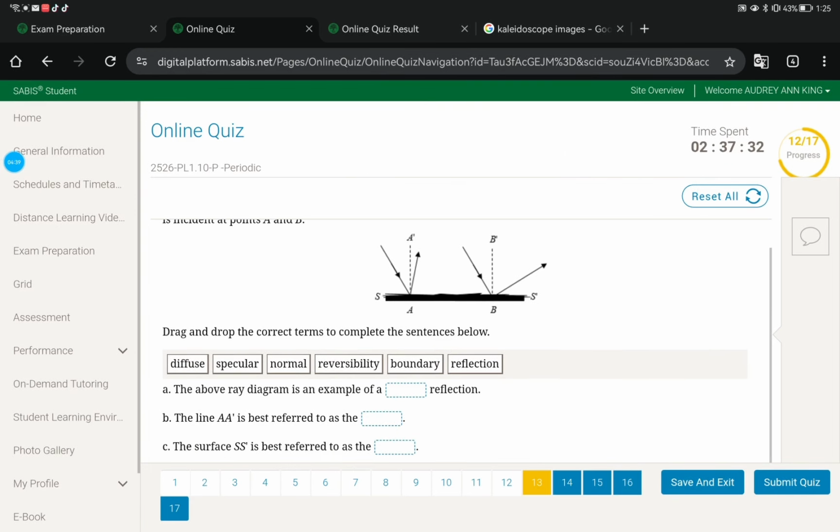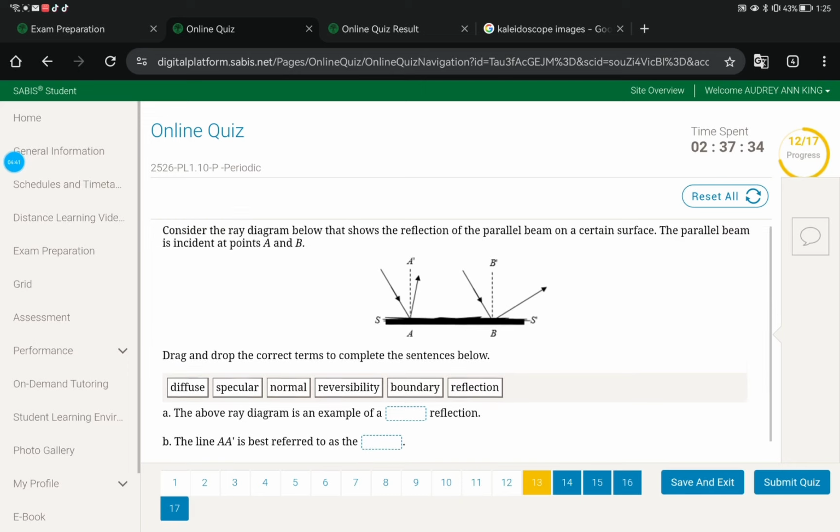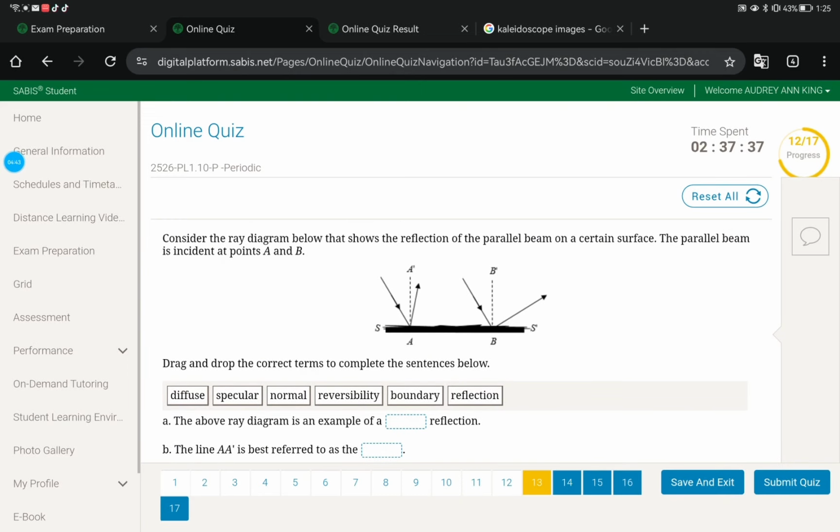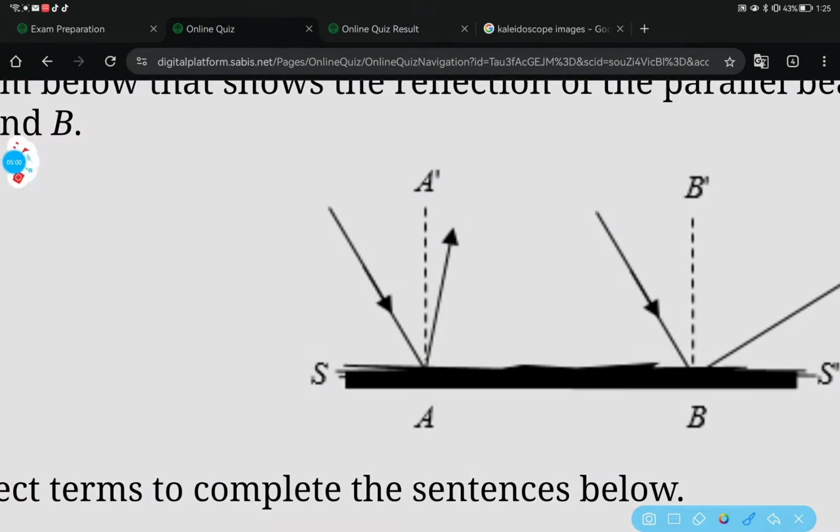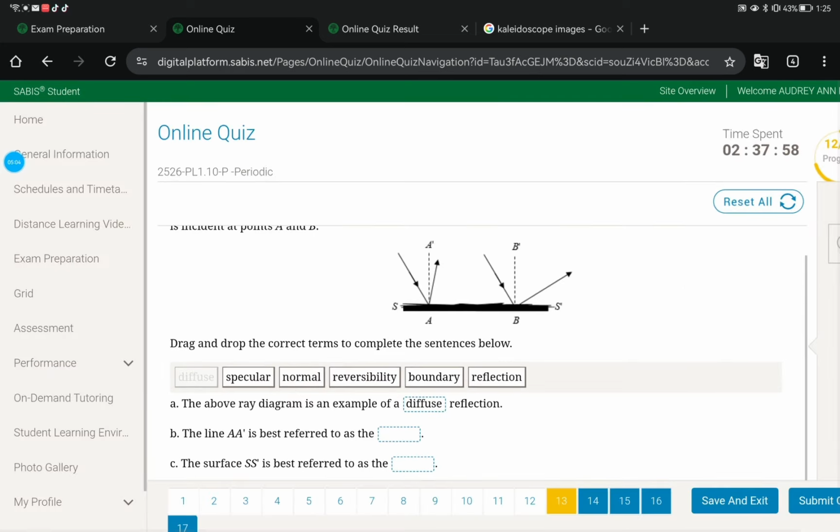So the above diagram is an example of a blank reflection. As we can see, it's not quite as perfect or neat as a specular reflection. It's kind of going wider, so it's diffuse reflection. The line A prime, we know, of course, is the normal. That should be something you know. It's part of the diagram, you should memorize it. And the surface S prime.